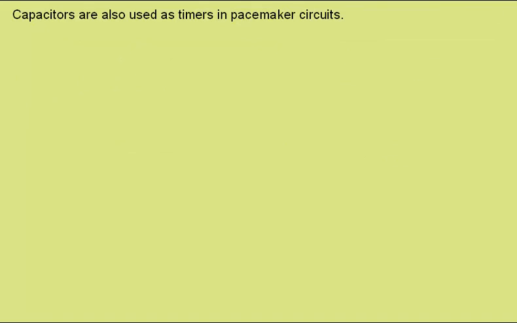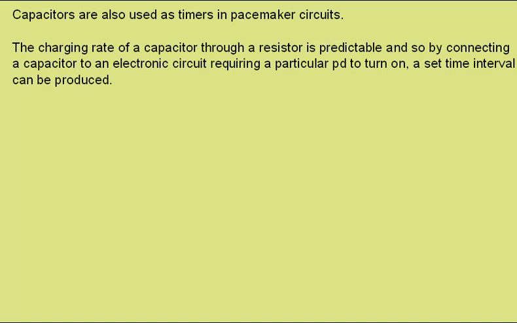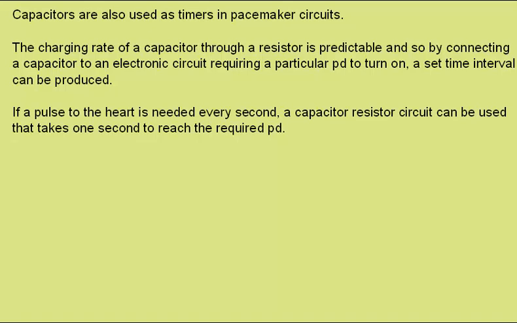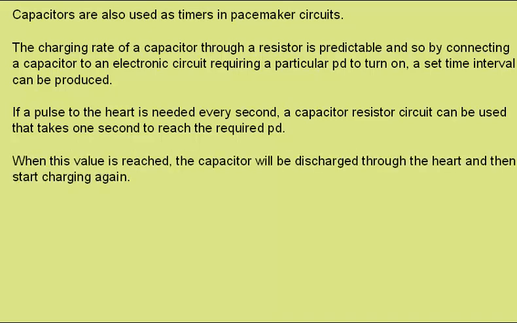Capacitors are also used as timers in pacemaker circuits. The charging rate of a capacitor through a resistor is entirely predictable, and so by connecting a capacitor to an electronic circuit which requires a particular potential difference to turn on, a set time interval can be produced. If a pulse to the heart is needed every second, for instance, a capacitor-resistor circuit can be used that takes 1 second to reach the required potential difference. When this value is reached, the capacitor will be discharged through the heart and then start charging again.